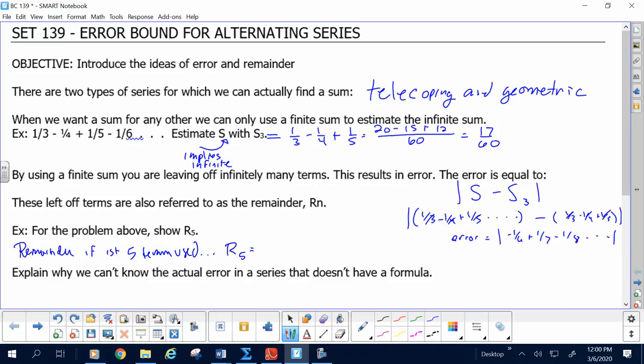So what does R5 come out to be? If I used S5, what fraction would be the last one I used? 1/7. If I used S5, I would go through 1/7. The remainder then is everything after 1/7. So again, what's the remainder? Negative 1/8 plus a 9th minus a 10th, and so on. R5 then, the remainder you would get after dropping off the terms after the fifth term, is that.